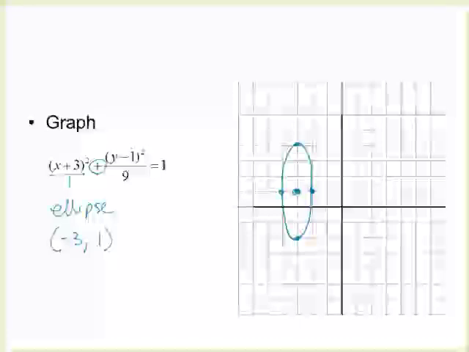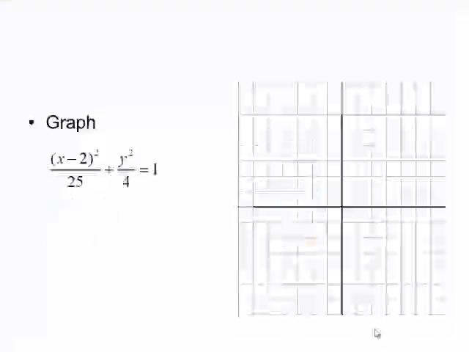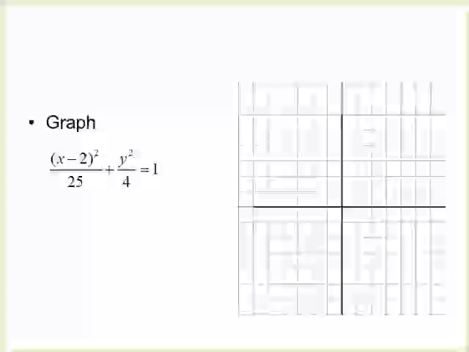You do not need to give your foci. Okay. So plot your center. Then take the square roots of the numbers that are the denominators, and that tells you how far to go out and how far to go up and down. The next one's also an ellipse, so give this one a try.